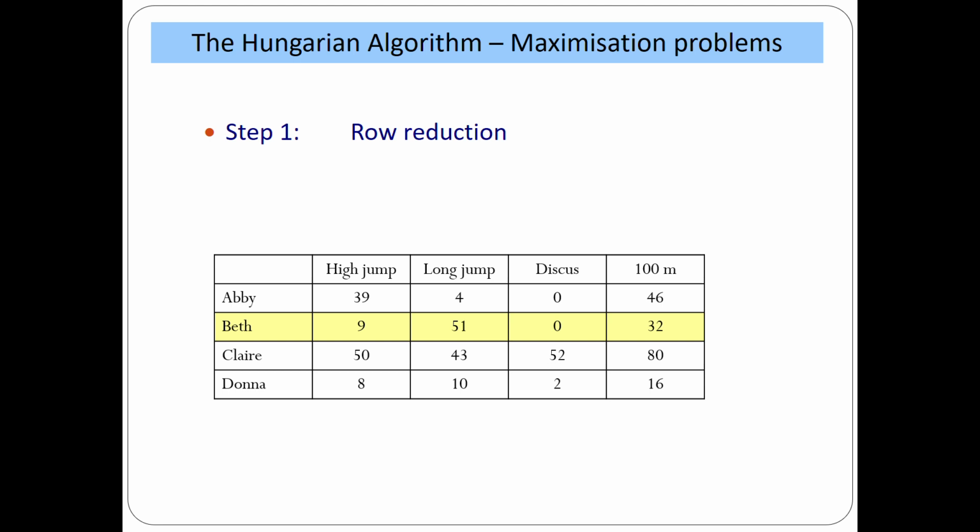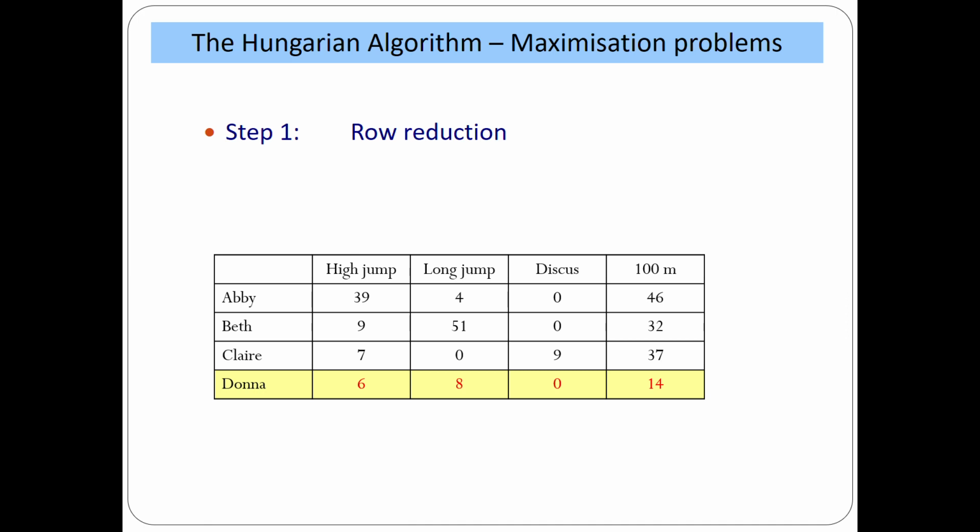And next one is, in the next row, the least value is 43. So we have to subtract that 43 from all other elements. The resulting values will be 7, 0, 9 and 37. And the last row, the minimum value is 2. So after row reduction, the values are 6, 8, 0 and 14. So this is how we have to do the row reduction.